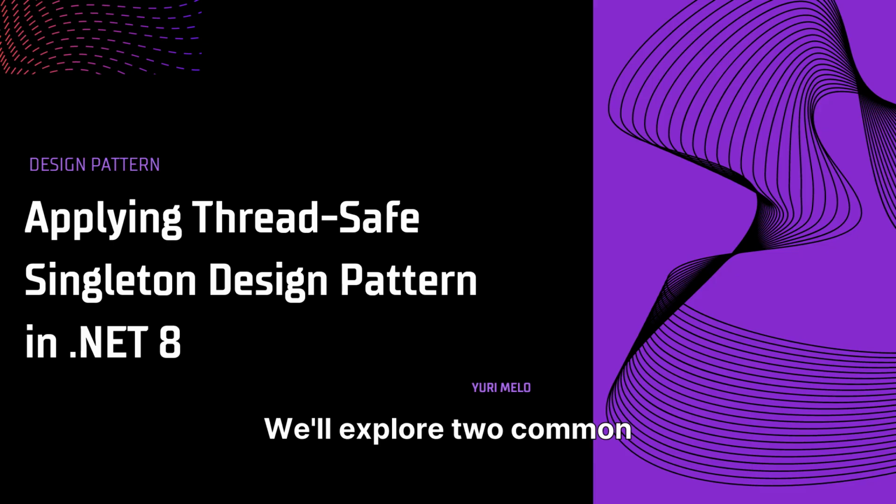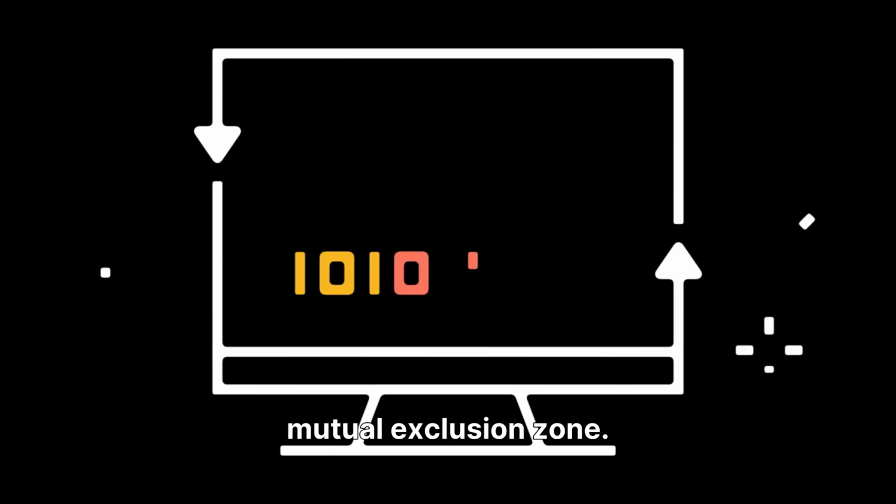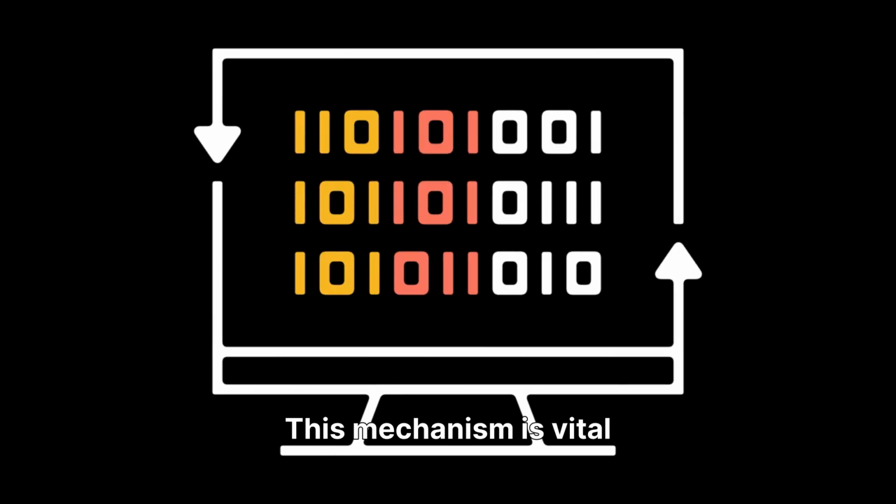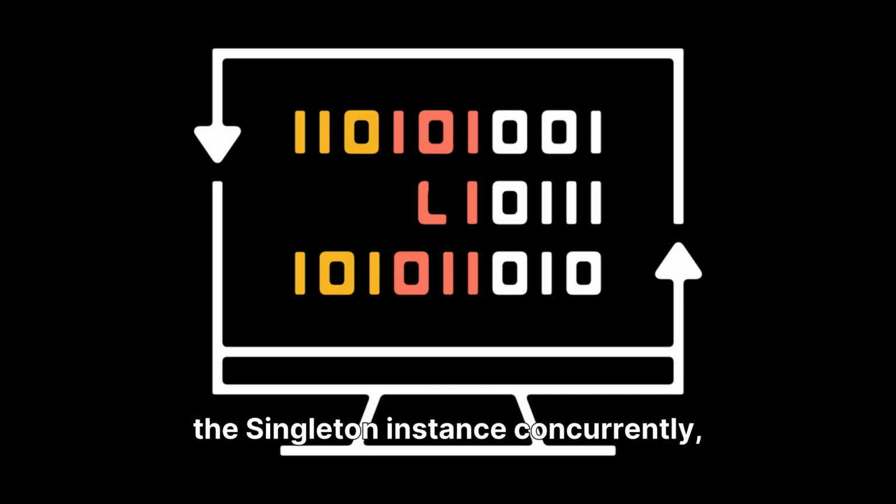We'll explore two common and effective approaches for achieving thread safety, using the lock statement and leveraging the Lazy<T> class. The lock statement in C# ensures that only one thread can enter a critical section of code at any given time, effectively creating a mutual exclusion zone. This mechanism is vital for preventing race conditions, which occur when multiple threads attempt to create the singleton instance concurrently, leading to unpredictable behavior or even multiple instances.